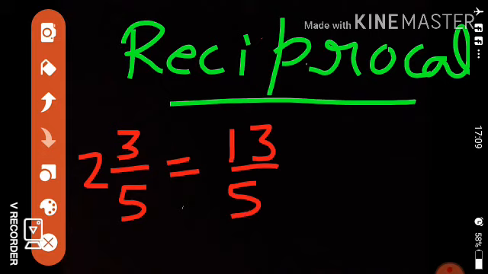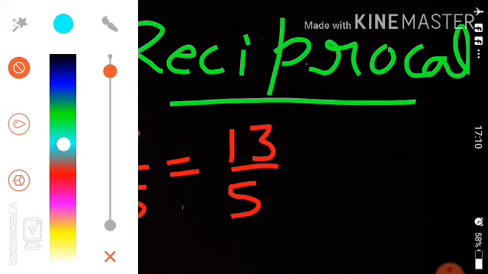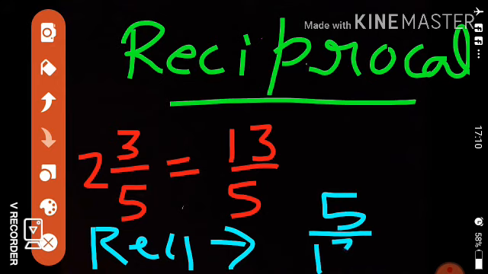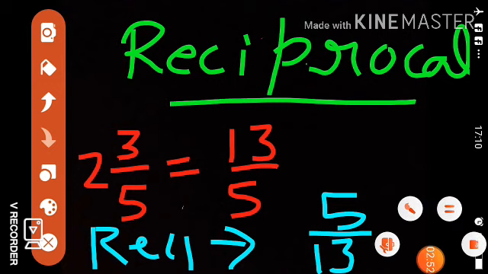Okay, so reciprocal will be 5 upon 13. So this is the answer now. So whenever any mixed fraction is given, first of all we will be converting that into improper fraction, and then we will write the reciprocal.